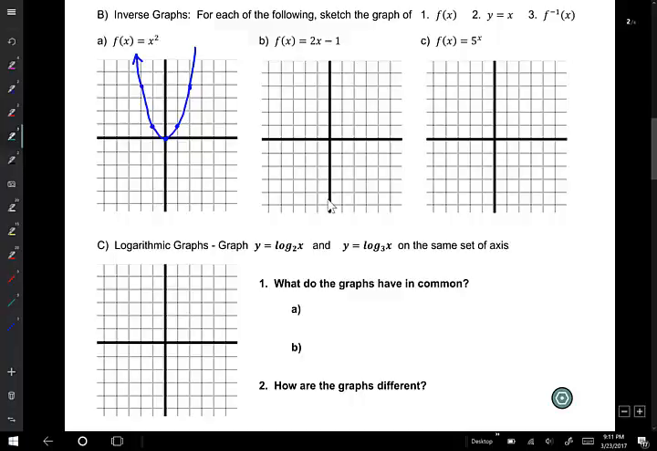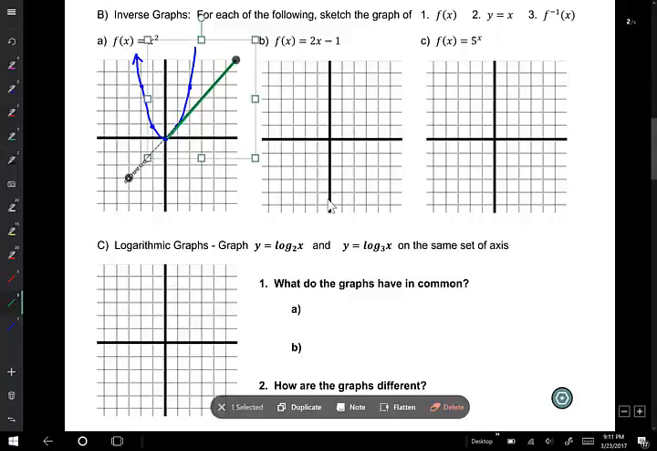Now we're going to sketch the line y equals x. So y equals x, we're going to have a line that's going to go with a slope of 1 in both directions.